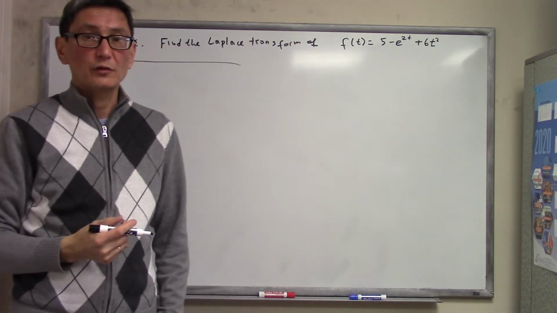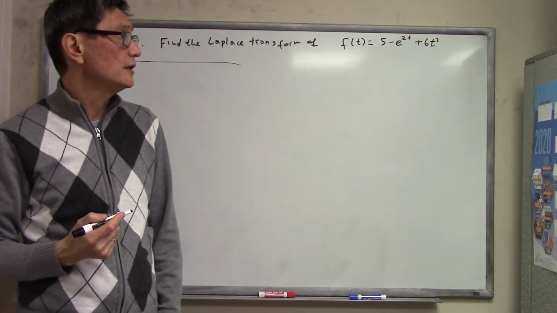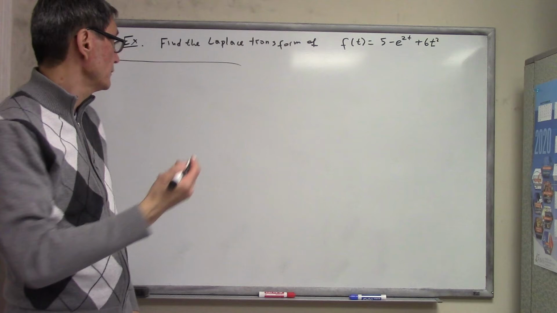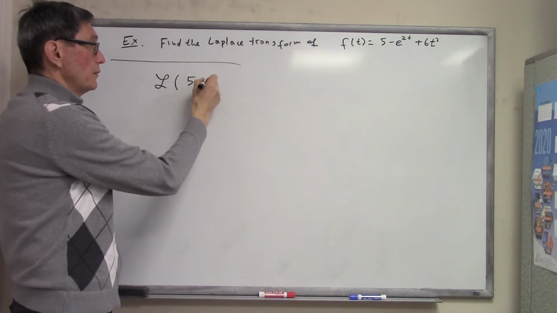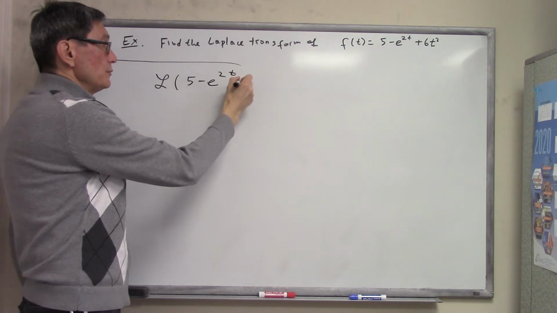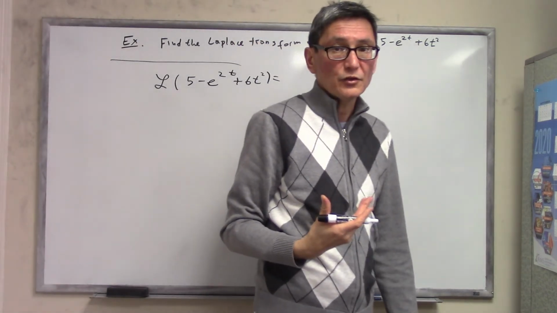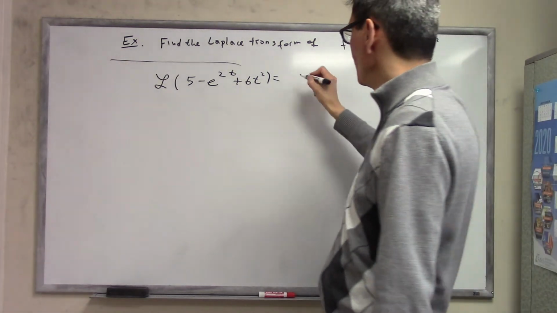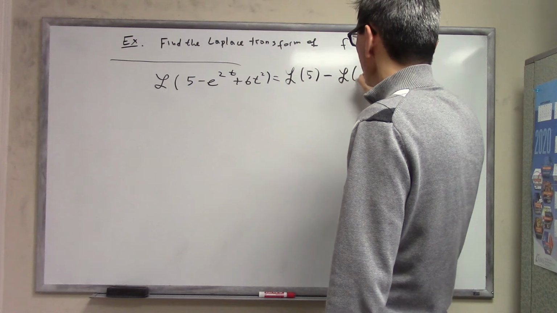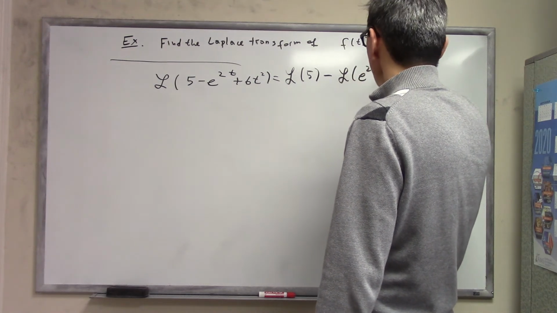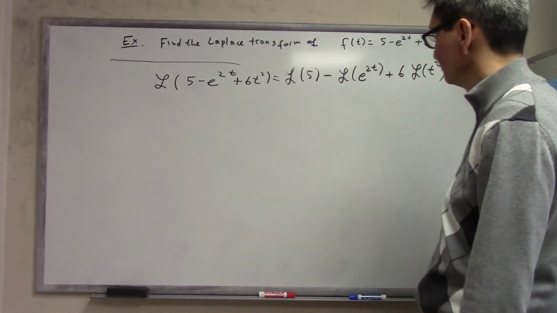In this example, we want to find the Laplace transform of f of t, which equals 5 minus e to the 2t plus 6t squared. So let's see how we're going to do it. We'll write down the Laplace transform of 5 minus e to the 2t plus 6t squared. We're going to break that into Laplace transforms of smaller functions: the Laplace transform of 5 minus the Laplace transform of e to the 2t plus 6 times the Laplace transform of t squared.